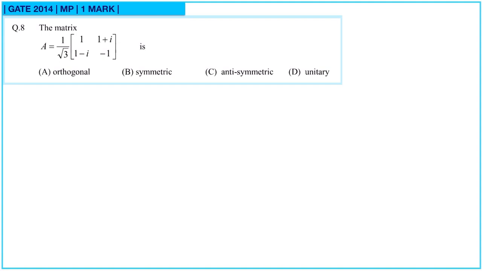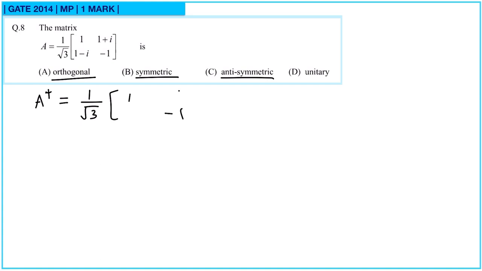The matrix A is equal to 1 by root 3, 1 upon 1 minus I, 1 plus I minus 1. Is it orthogonal, symmetric, antisymmetric, or unitary? Now the matrix is said to be symmetric, antisymmetric or orthogonal when the matrix is real. So here the matrix itself is not having real values. Let us check for the fourth one. Let us find out its complex conjugate. So it will be 1 by root 3. You have to take transpose and also complex conjugate.